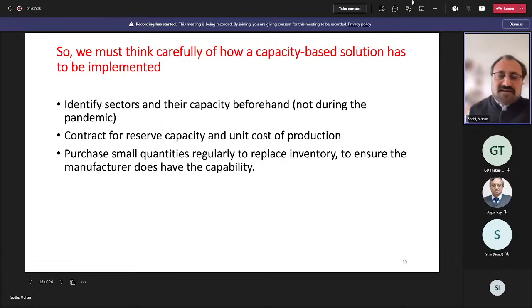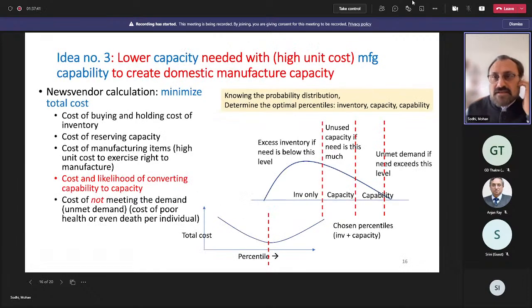Many times people say, "bana lenge, koi problem nahi hai." But when you need it, then nothing shows up. So you have to keep buying these small quantities, even though at high prices, to make sure that the capacity is truly a backup capacity and is available when needed.